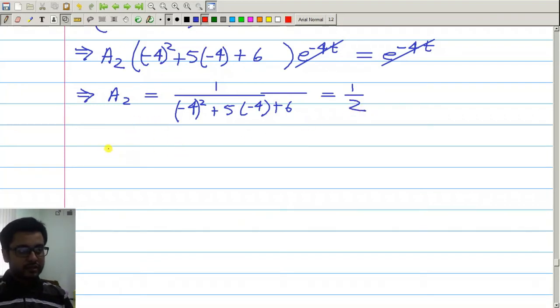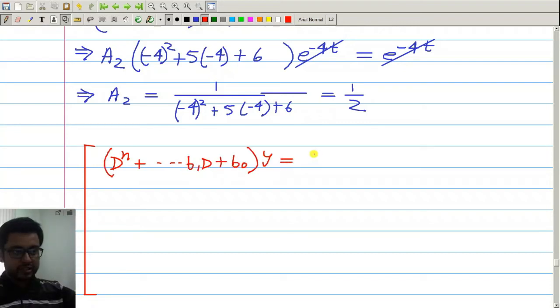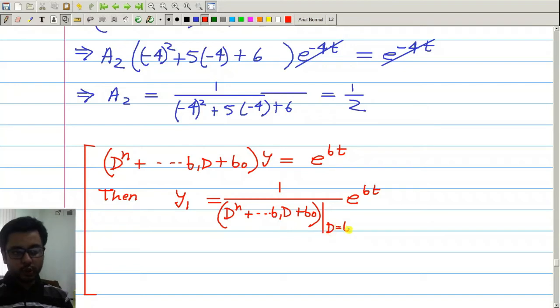Okay, so in fact this will be a useful trick to remember, that whenever you have a differential equation of this form, with the input being an exponential, then you can quickly get a solution like this: e to the power bt, this input, multiplied by 1 over this polynomial evaluated with d equal to b. This is often very useful.